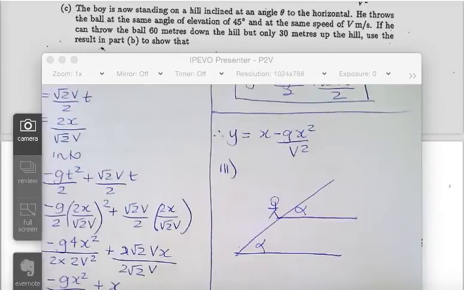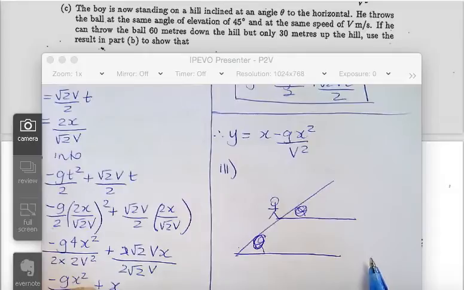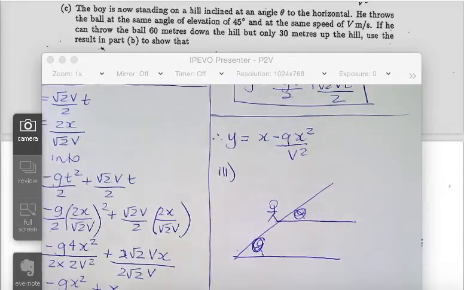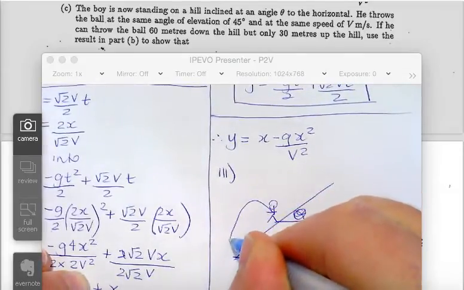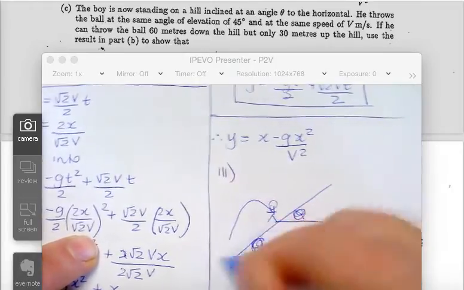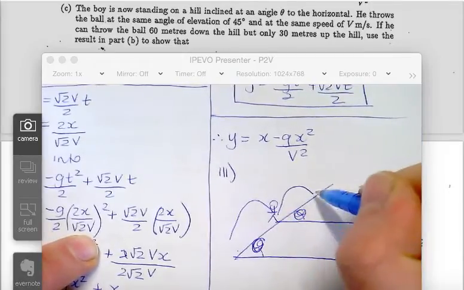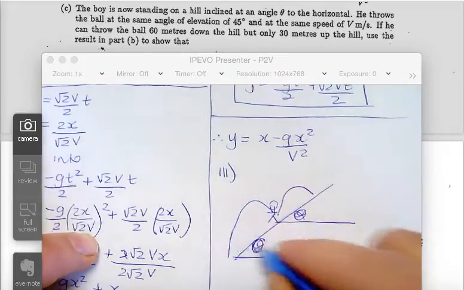Standing on a hill at an angle of theta, sorry, not alpha to the horizontal. He throws the ball at the same angle of elevation of 45, the same speed. In other words, all those equations apply from what we've done. If he can throw the ball 60 meters down the hill, I'm assuming that the hypotenuse is 60, and 30 meters up the hill. Use the result in part B to show the result that we're going to see.